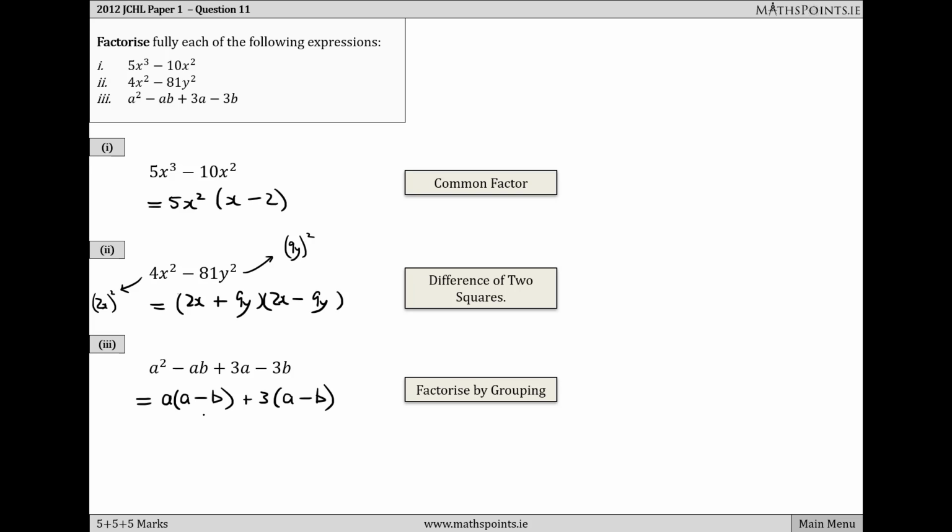When factorising by grouping, we have to make sure that the two brackets are the same, which they are, and then we wrap the a plus 3 into a bracket and multiply it by the a minus b. We can see that if we multiply this out, we would have a by a is a squared, a by minus b is minus ab, 3 by a would be 3a, and 3 by minus b would be minus 3b.